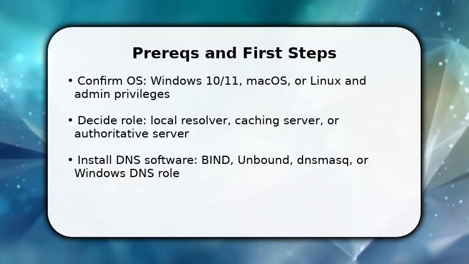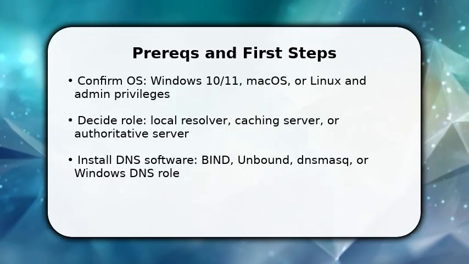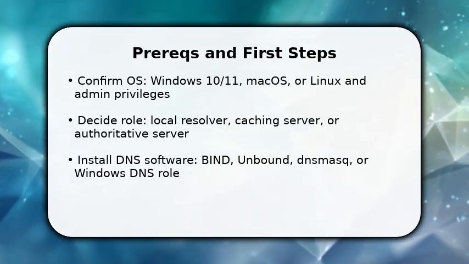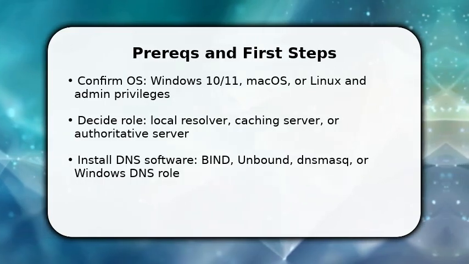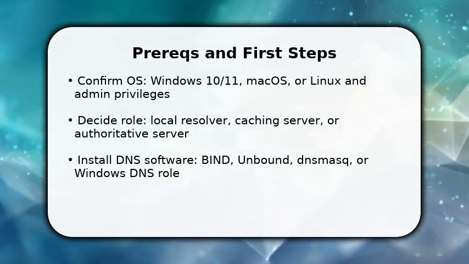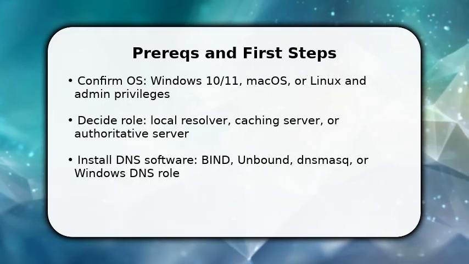You start by verifying prerequisites: admin rights, a stable network, and which DNS role you need. Install the chosen DNS software now. On Windows, add the DNS role. On Linux, use apt or yum to install BIND or Unbound.